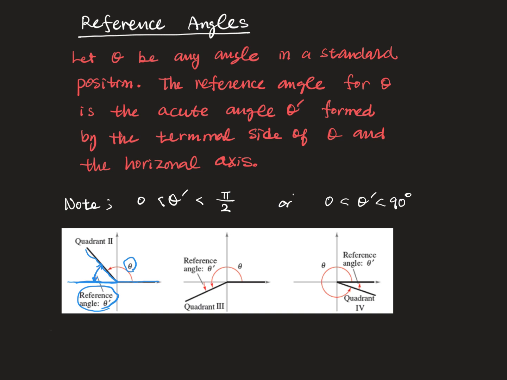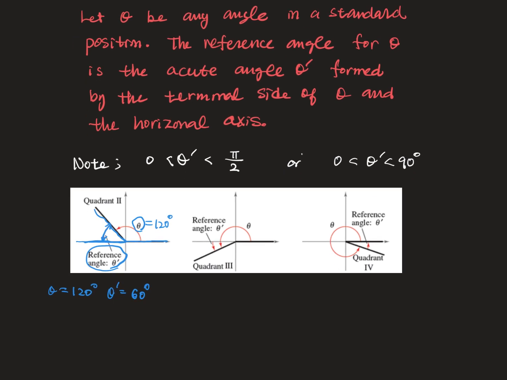For example, let's pick theta equals 120. This is a 120 degree angle. The whole straight line is 180, so theta prime is 180 minus 120, which is 60. So theta prime, the reference angle, is always an acute angle. That's what we call the reference angle.